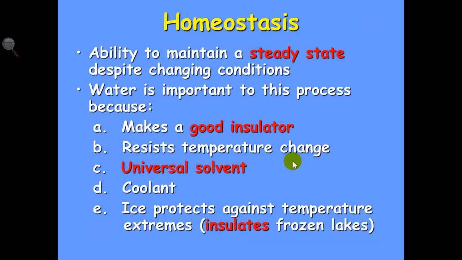All right, we talked about homeostasis in a couple of the previous units. Homeostasis is pretty much the ability to maintain a steady state when the environment is changing. So it's maintaining a steady state despite the changing conditions. If things are changing around you, you're still maintaining the same regular conditions. And water is important for this process because it does a few things. Water is a good insulator. An insulator is something that helps you maintain temperature, whether you're going to keep warmth in or keep cool in. Either way, it's a good insulator.